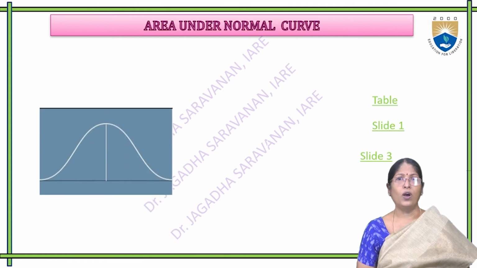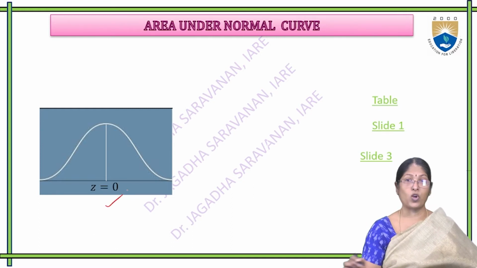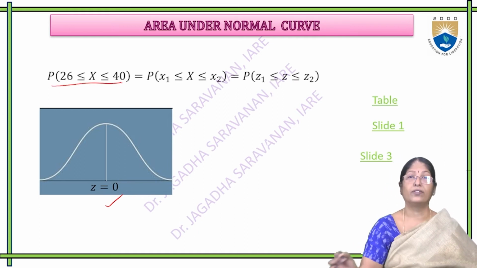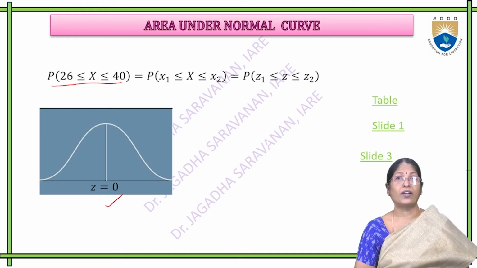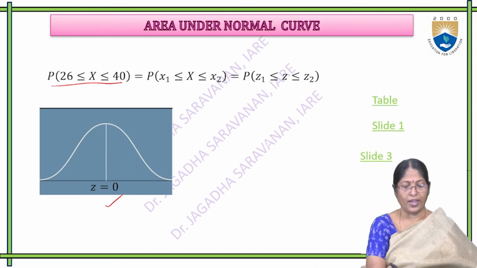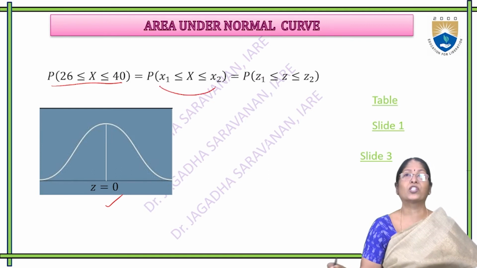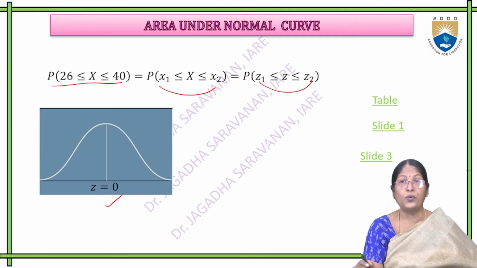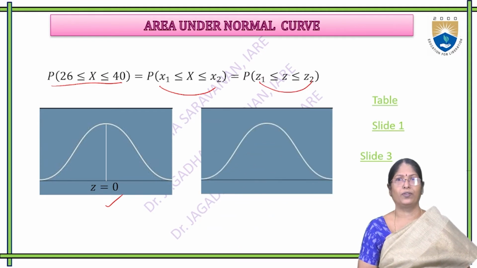Now, how to plot our z1 and z2 in the normal curve? Our normal curve is ready. This is our question: the probability of x lying between 26 and 40, that is, x lies between x1 and x2. For that we have z1 and z2, so we will plot them now.